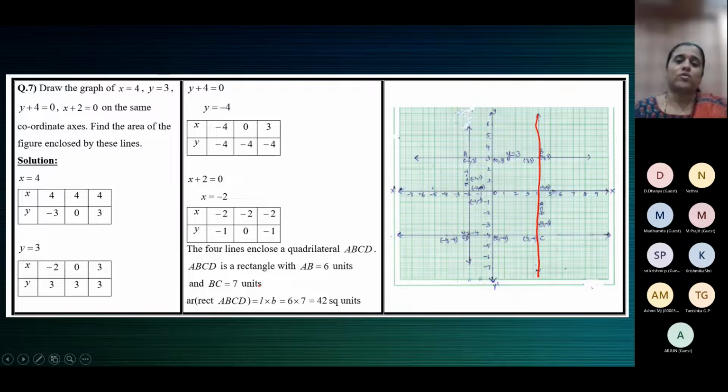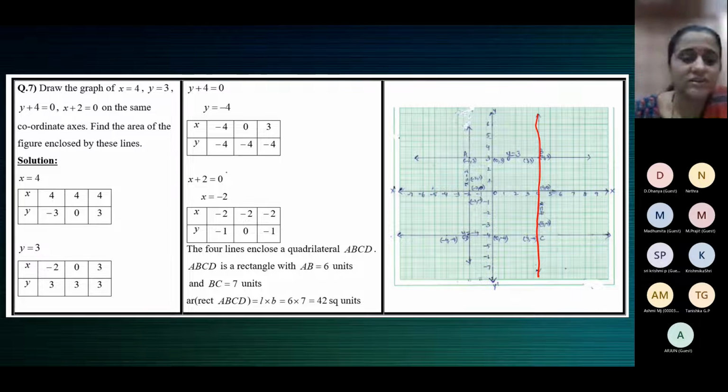X is equal to 4 will be parallel to the y-axis. X is equal to 4 is a line parallel to the y-axis. Now, is it to the left or to the right of the y-axis? It's a positive 4. So x is equal to 4 is a line parallel to the y-axis at a distance of 4 units to the right of the y-axis.